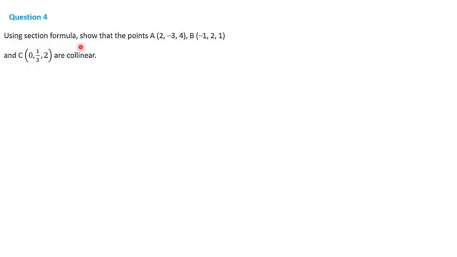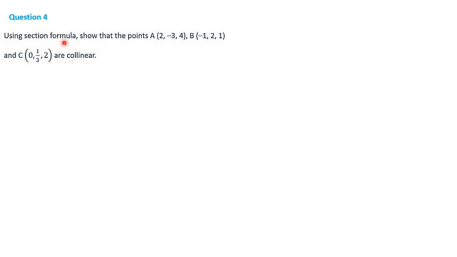Next we shall discuss the fourth question. Using section formula, show that the points A (2, -3, 4), B (-1, 2, 1) and C (0, 1/3, 2) are collinear. Here we are asked to use the section formula to show the points are collinear. In the previous exercise we did it using the distance formula. There we calculate the distance AB and the distance BC, then prove that AB plus BC is equal to AC. That is how the distance formula is used to show that points are collinear.